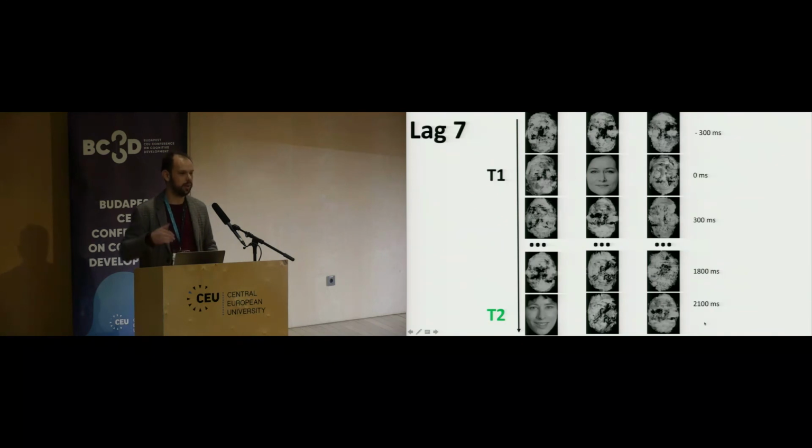Or they can appear much later, that is as the 7th picture. So here, around 2100 milliseconds. And again, left or right. And so the idea is that if infants see the second face, they're going to gaze in that direction. And so what we're going to measure is whether infants tend to look left or right.